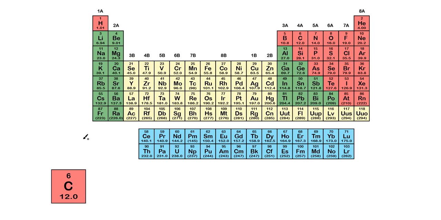Let me grab my pen. So the 6 right here is the atomic number. And that 12.0 there is the atomic mass. Now sometimes when you use different periodic tables, this number, the atomic mass, might be different. This is always the same.